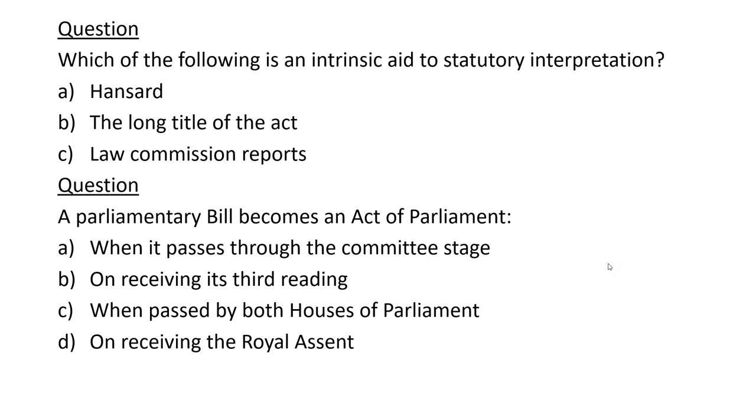When passed by both houses of parliament, even then it does not become an act of parliament. On receiving the royal assent, yes, when a bill has received royal assent, it becomes an act of parliament. So option D is correct.